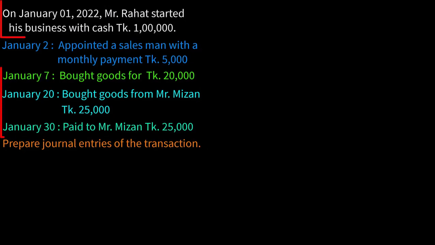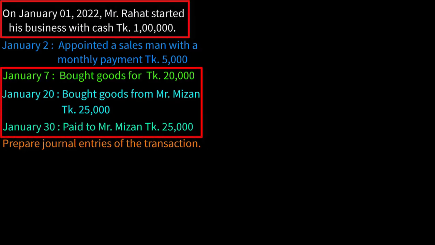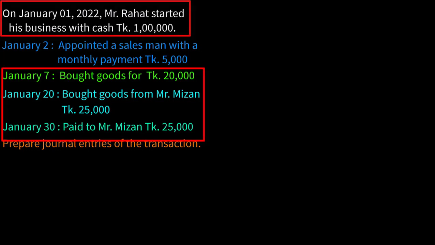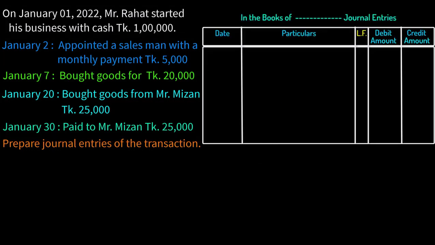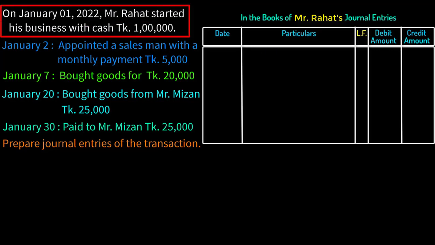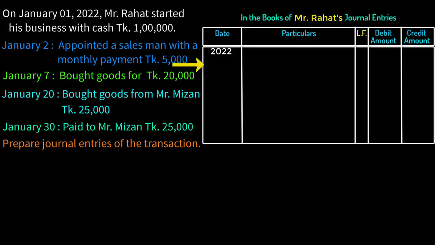So you have got these transactions over here. Now from these transactions you will have to pass journal entries here in this format. See, Mr. Rahat is the owner of this business. You have to write here this name, Mr. Rahat. For this first transaction you will have to write here 2022 and here January 1. Now you will have to find out which two accounts are involved with this transaction.